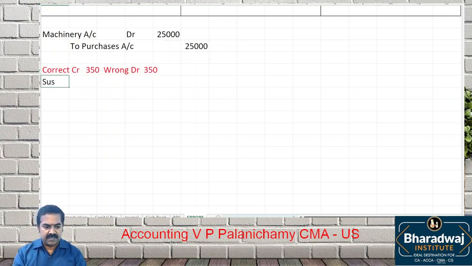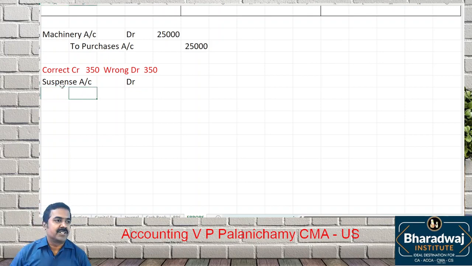Suspense account debit, don't use cash. Cash is correctly posted. If you debit cash now, then you are doing another error. Clear? Cash is correctly posted. If you debit cash account, what is the mistake? Already it has been recorded in cash account. Once again, when you record in cash account, then cash will be overcasted again.